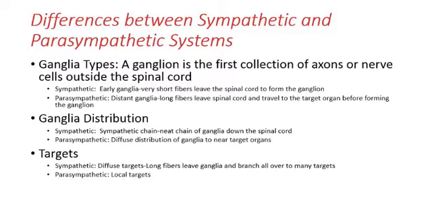So the ganglia types, we have early ganglia in the sympathetic nervous system. And there's very short fibers that leave the spinal cord to form the ganglion. And in the parasympathetic nervous system, we have distant ganglia. The fibers are very long, and they leave the spinal cord and travel quite a distance right to the target organ before forming the ganglion close to the target organ. The distribution of ganglia is in a neat sympathetic chain for the sympathetic nervous system, but there's a diffuse distribution of the ganglia in the parasympathetic nervous system. The sympathetic nervous system has very diffuse targets. The long fibers leave the neat ganglia chain and branch all over to many targets, whereas the parasympathetic targets are actually local to the target organ themselves.